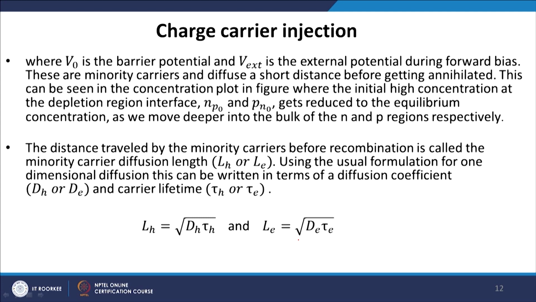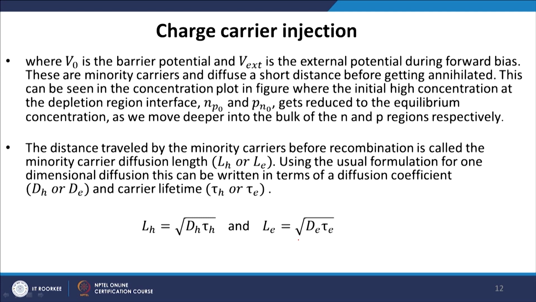These are minority carriers and diffuse a short distance before getting annihilated. This can be seen in the concentration plot in the figure, where the initial high concentration at the depletion region interface, n_p0 and p_n0, gets reduced to the equilibrium concentration as we move deeper into the bulk of the N and P regions respectively. The distance travelled by the minority carriers before they recombine is called the minority carrier diffusion length.